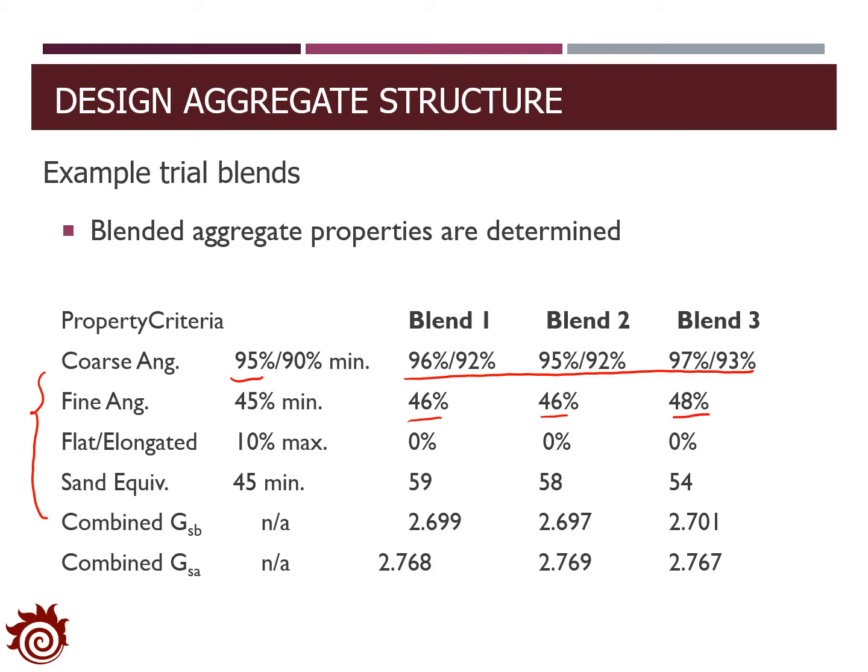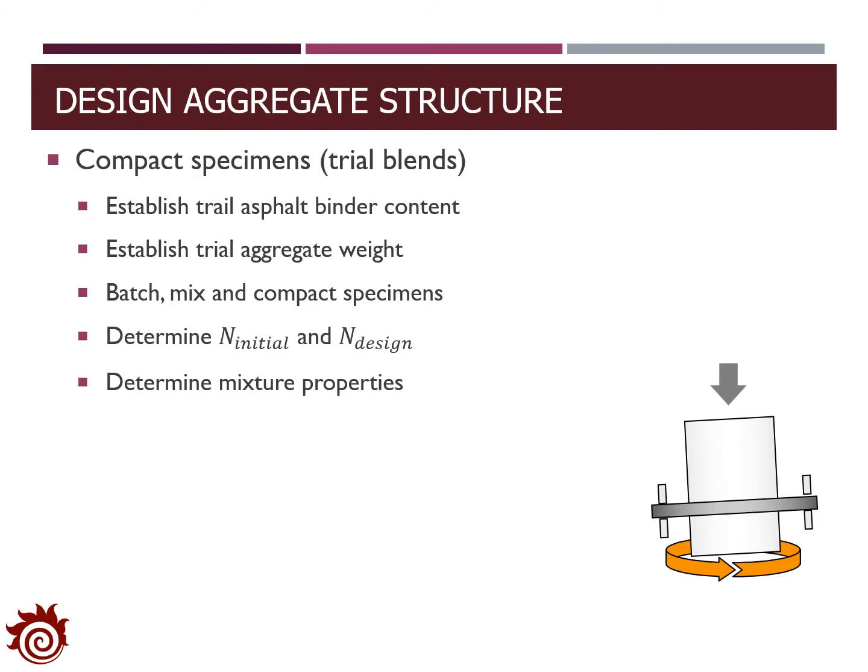And for flat or elongated particles, they all have the value around 0%, which will be less than 10% from the criterion. And for the sand equivalent, the minimum value is 45. In these 3 trial blends, they are all higher than 45. In addition, we also want to find out the value of GSB and GSA for the future estimation about the aggregate properties. Once the aggregate properties of the 3 trial blends have been checked and we found that they all satisfy the criterion, then we can go to the third step for compacting specimen.